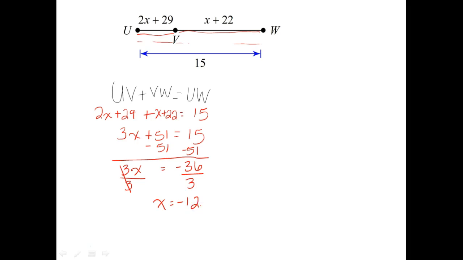All right, my main question is how you told me we can't have a negative distance. Why do I have x equals negative 12? Because the variable can be negative. When I plug it in, I'm going to get a negative, I'm sorry, a positive value. Negative 12 plus 22 is positive 10, right?